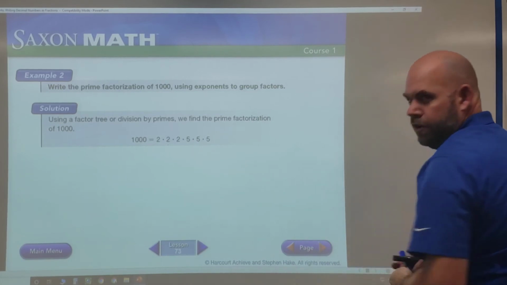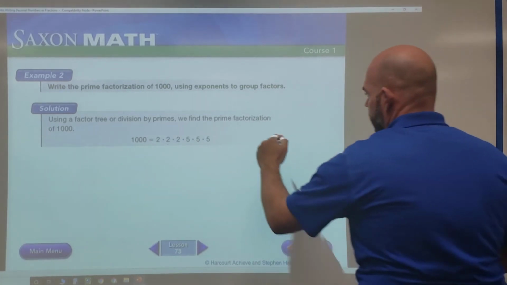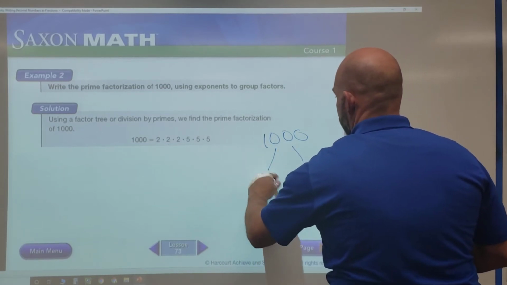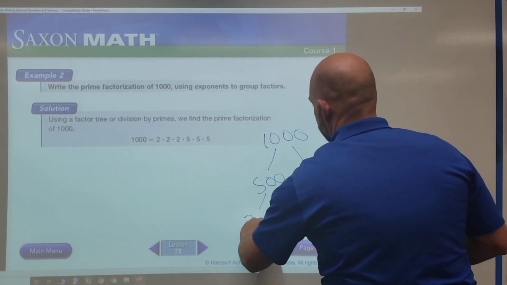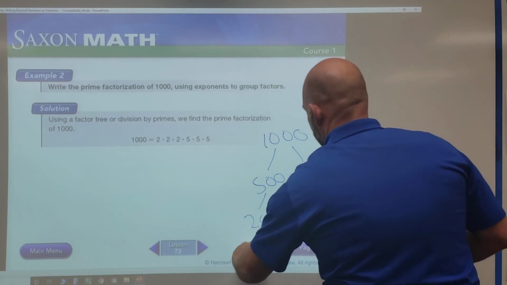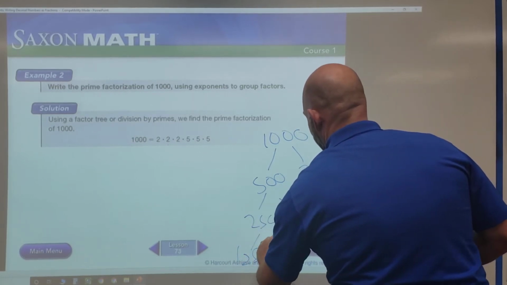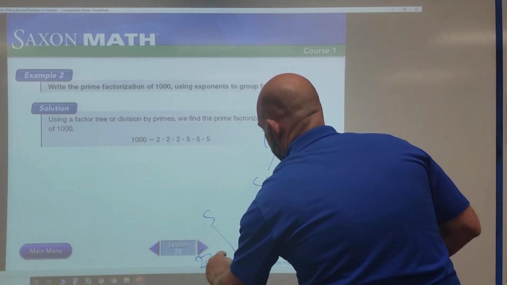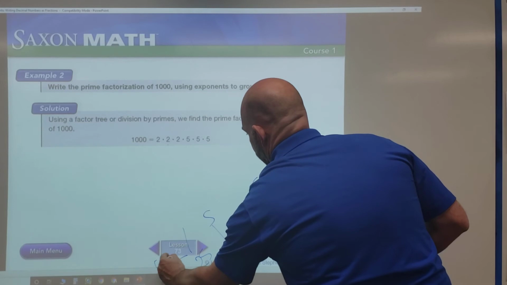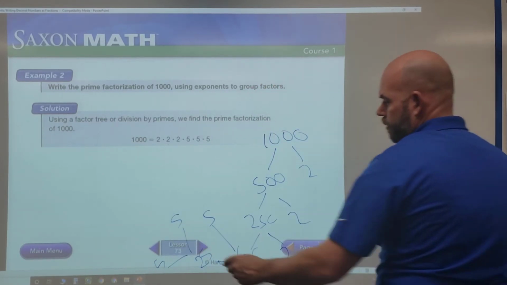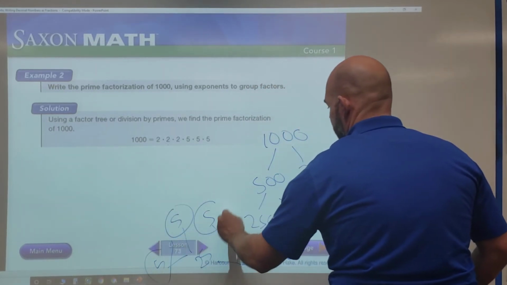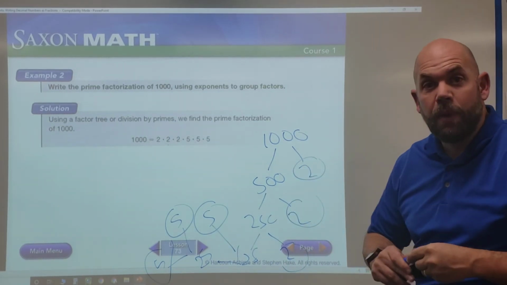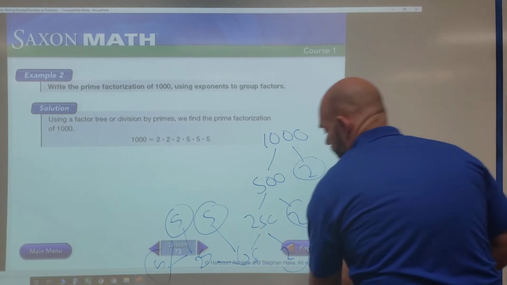Oh, I was gonna show you how to do that with a factor tree too. Remember, if we have 1,000, we can just go like this, right? 500 times 2, 250 times 2, 125 times 2, 125 is 5 times 25, and 25 is 5 times 5. So now with our tree, we've got 5 times 5 times 5 times 2 times 2 times 2. So we could do it that way. Either way, we can find all of our prime factors.